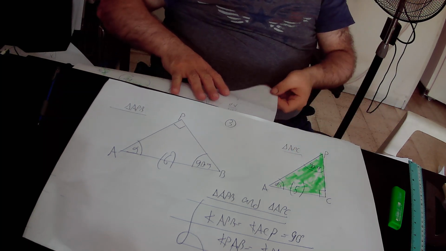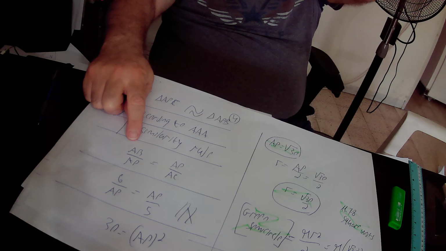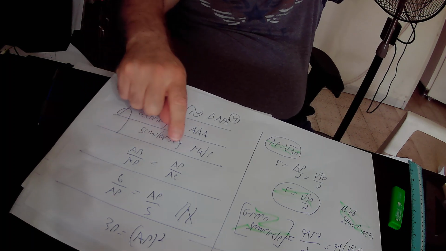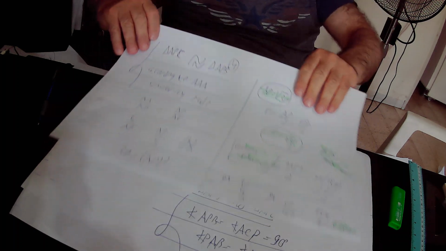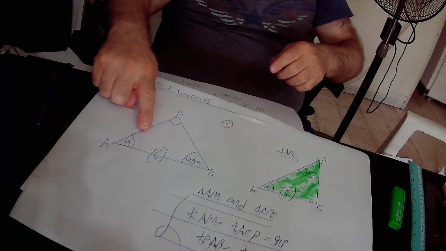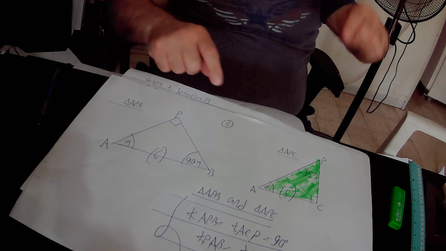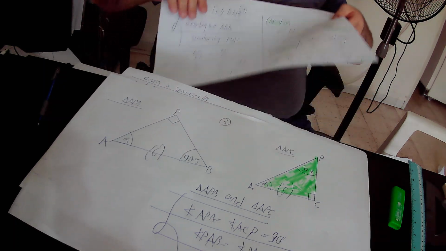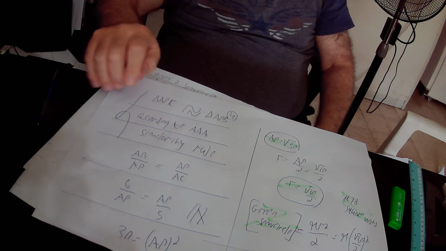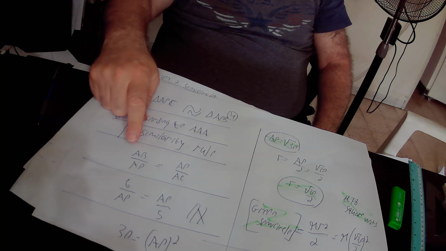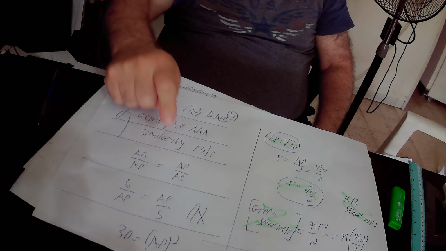I'll repeat again. We derive that side AB in the right triangle over side AP in the green triangle equals side AP in the right triangle over side AC in the green triangle. AB equals 6. AP is the missing side, so we leave it as it is. And AC equals 5. Therefore, 6 over AP equals AP over 5.